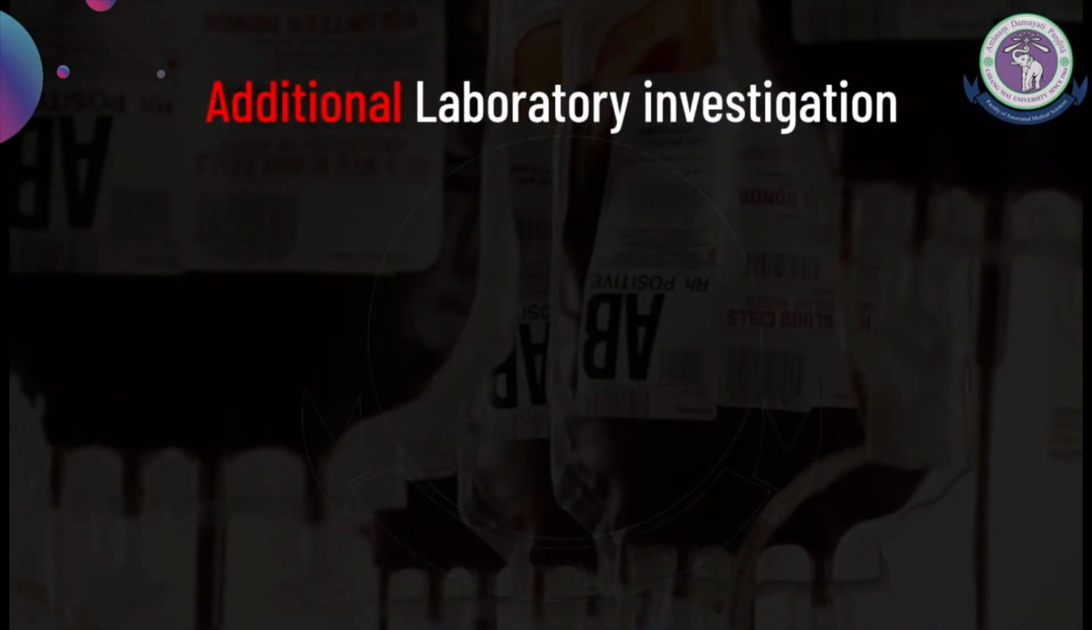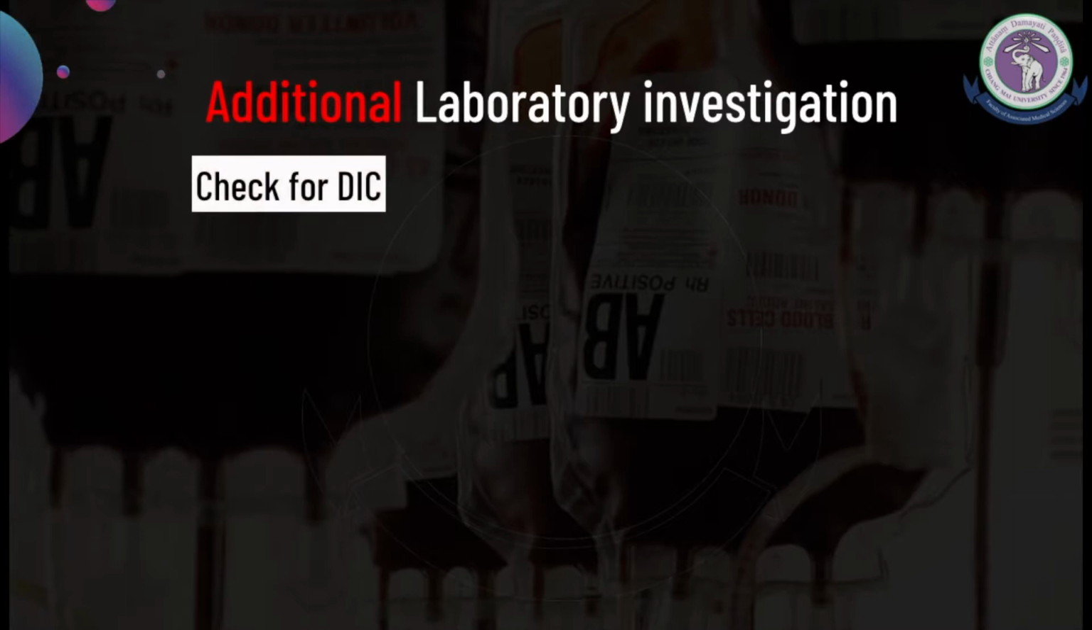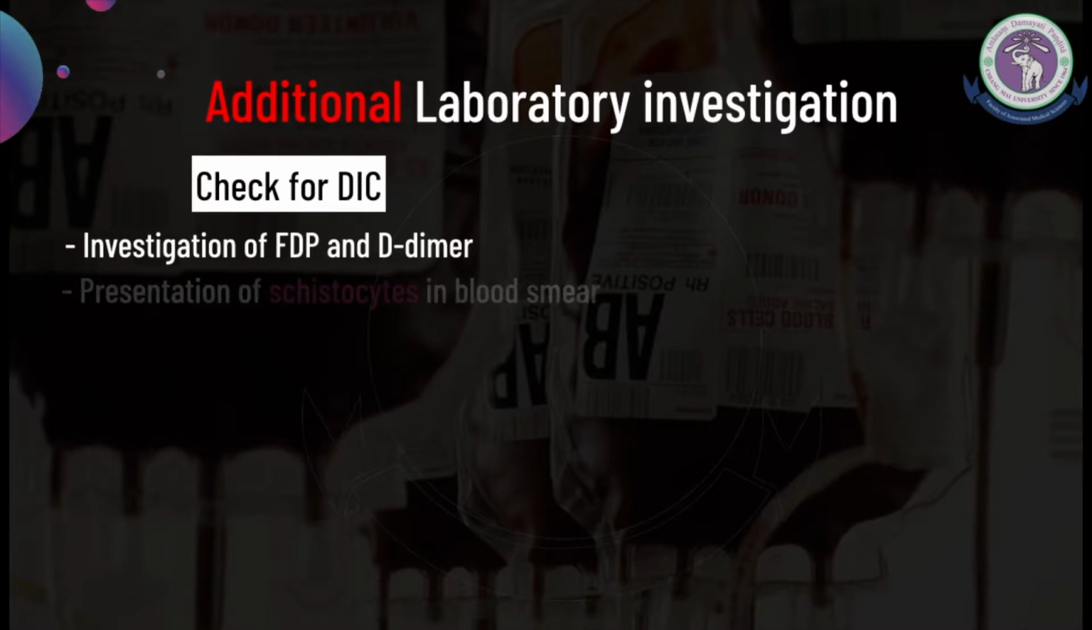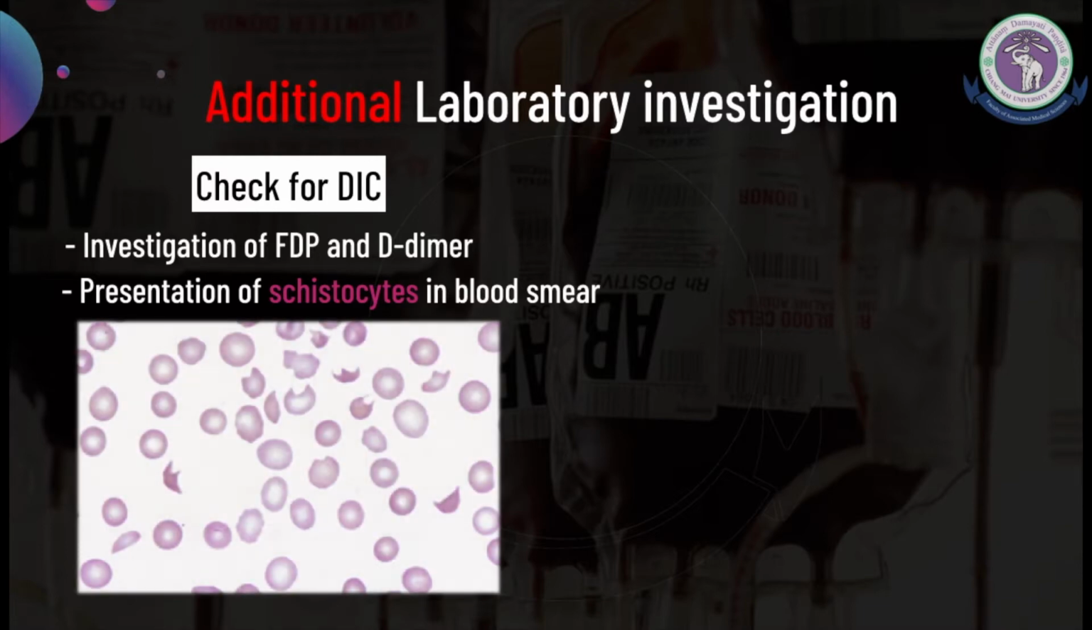Additional laboratory investigations that may help in diagnosis and monitoring of medical treatment in HTR include, for the IC, investigating changes in plasma levels of FDP and D-dimer. But more easily and faster is the presence of schistocytes in a blood smear. However, this can be applied only in patients with a normal blood picture.